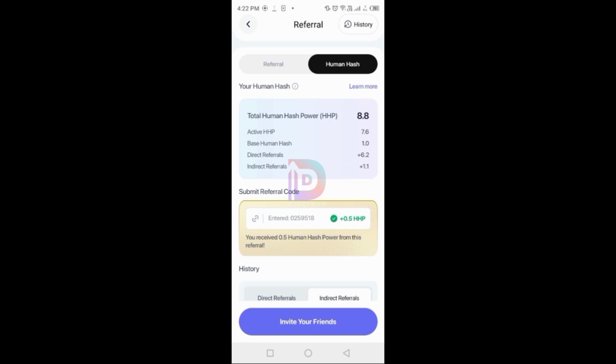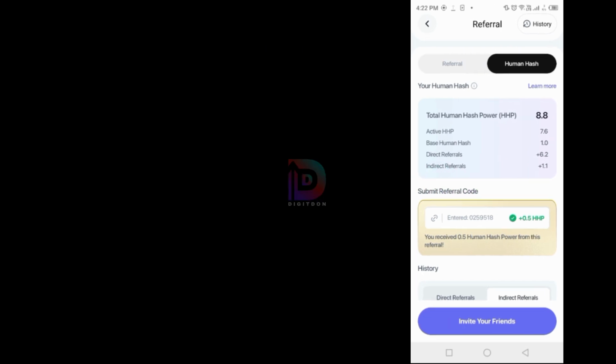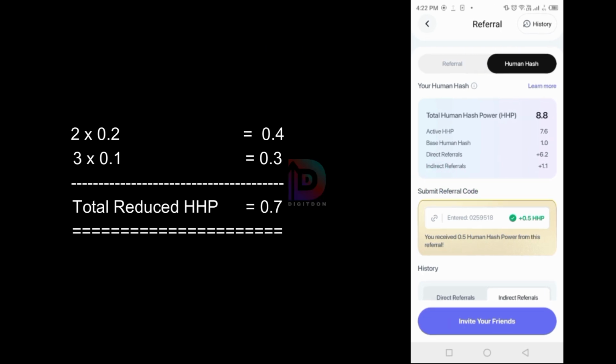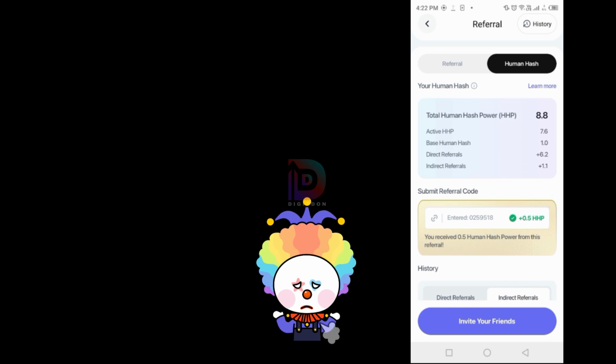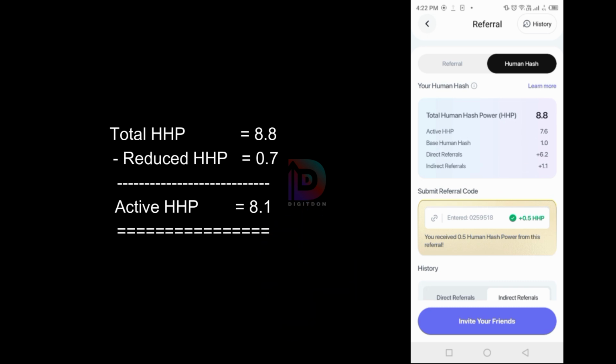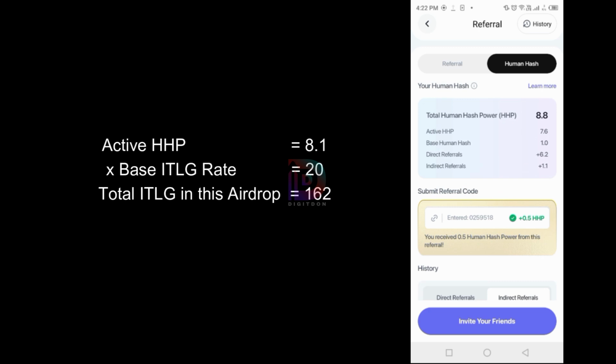Suppose for this mining session, 2 of my direct referrals and 3 of my indirect referrals were not active and they missed the airdrop. So my total HHP will be reduced by 2 multiplied by 0.2 for direct referrals and 3 multiplied by 0.1 for indirect referrals, and I will lose a total of 0.7 HHP. So, in that case, my active HHP will be 8.8 minus 0.7 equals 8.1, and I will be able to get 162 ITLG in my next airdrop.